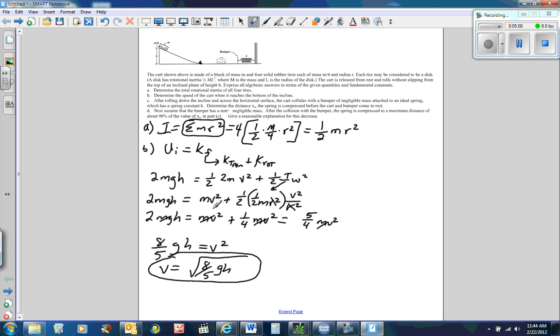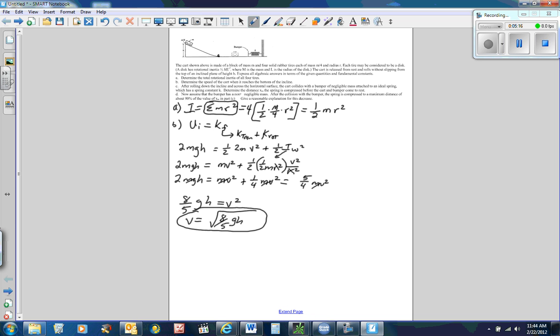All right. C, it says after rolling down across the horizontal, it collides with a bumper of negligible mass attached to an ideal spring. Ideal spring means that no energy is lost, so it can be considered an elastic collision. The spring has a spring constant of K. We want to know how far it is compressed. So if we do that, how much energy do I start out with?